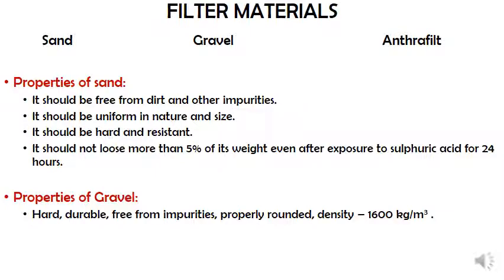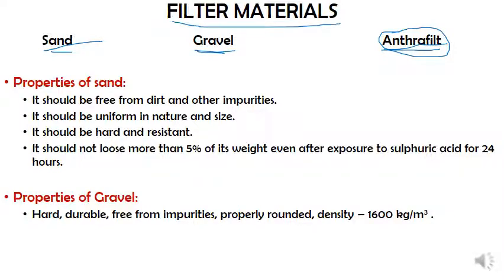Filter materials. Basically, for filter materials we have three types. One is sand, the second one is gravel, that is coarse aggregate, and the third one is anthracite. In India usually we have sand as well as gravel, but we don't have anthracite. Anthracite is actually a part of your coal. So why do we need these filtering materials, or what properties are required?